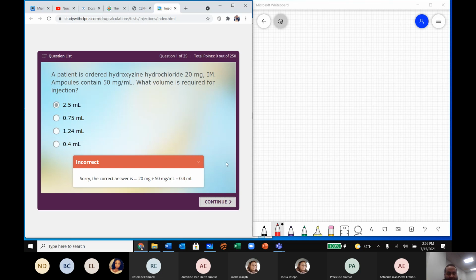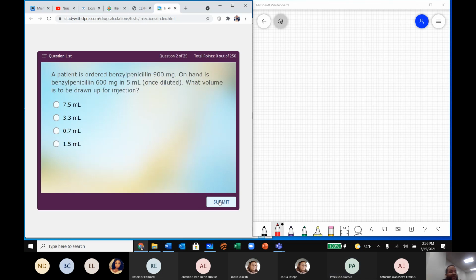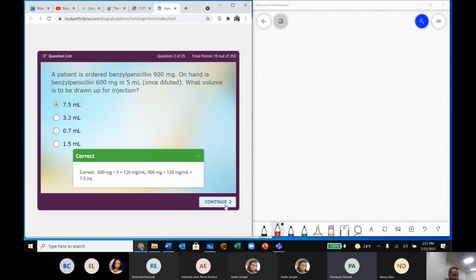Can we move now? Let's do it, Professor. Next problem. The patient is ordered benzylpenicillin 900 milligrams. On hand is benzylpenicillin 600 milligrams in 5 ml. What is the volume to be drawn for the injection? 7.5. Good job.